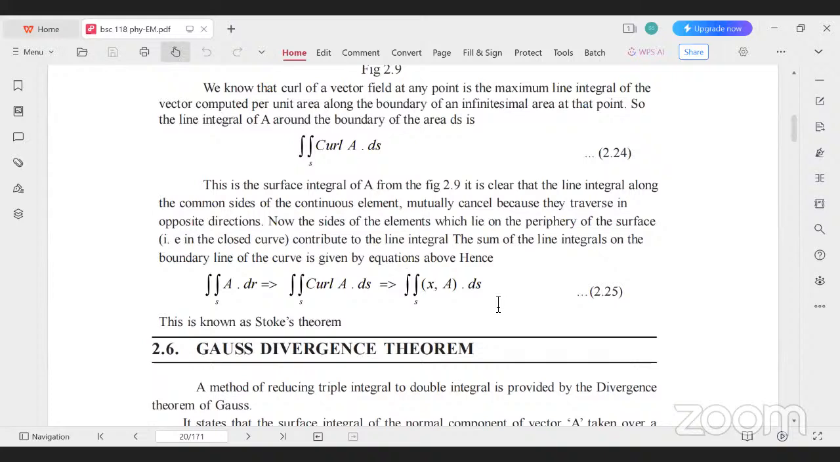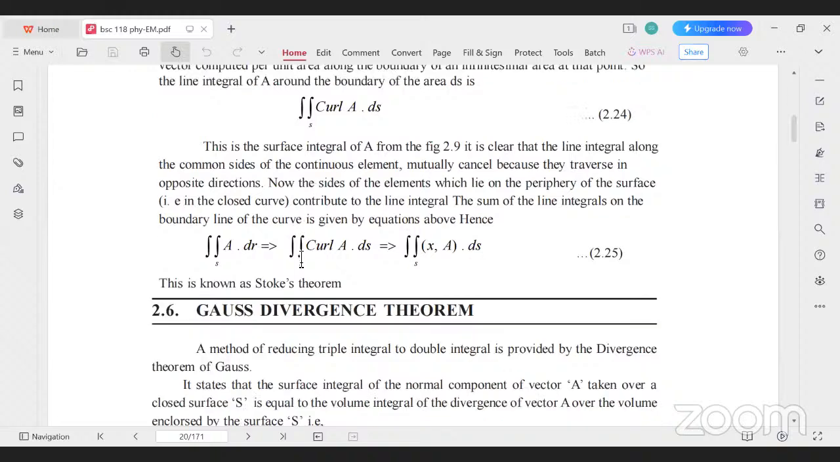See, in unified physics also, at BSc level, you have this. That is the simplified mode. That's very easy. If possible, I will share it with you in the next class. This is known as Stokes theorem.